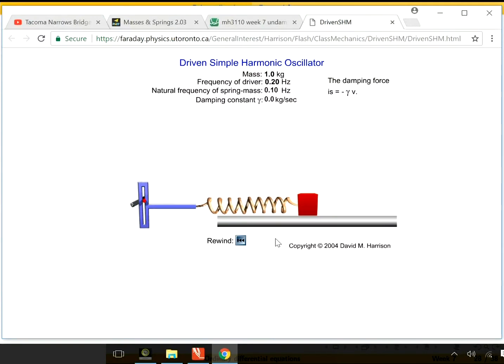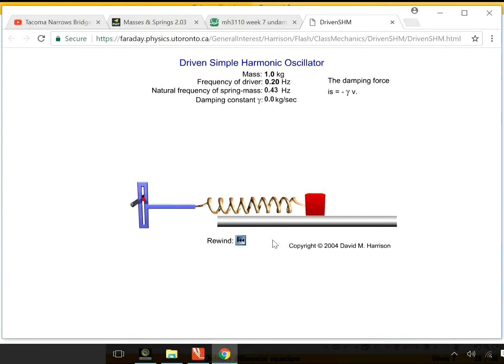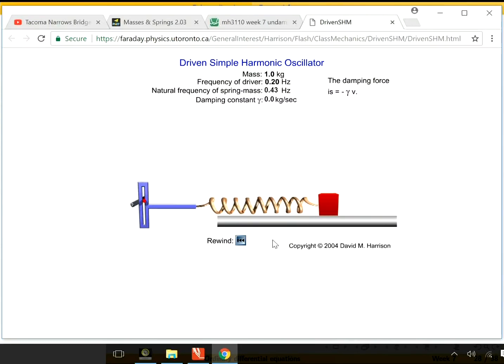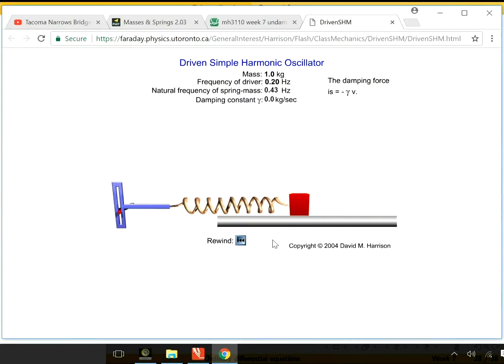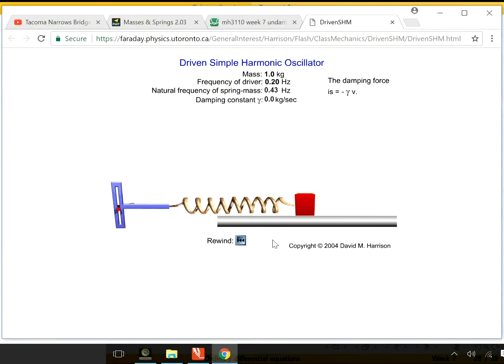So note that I think it's pretty clear that the weight here oscillates slower than the driving force. You can try to change it, say, to when the natural frequency of the spring mass system is more. Then I think it can be seen here, right? The weight here goes left and right faster than this rotating thing.